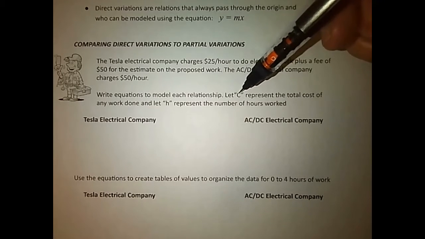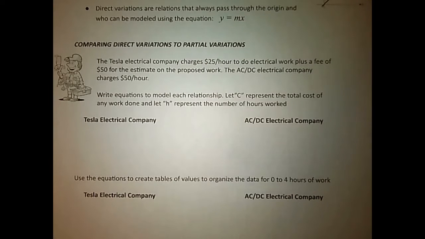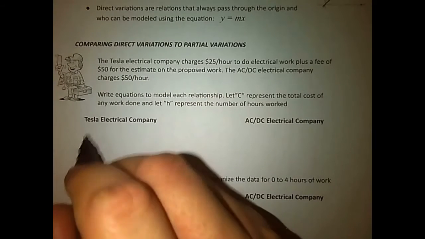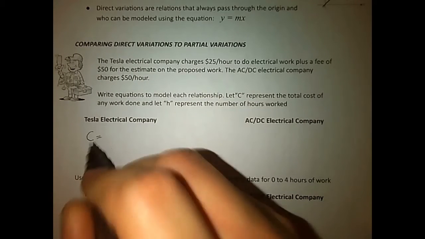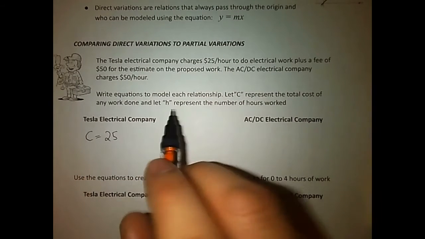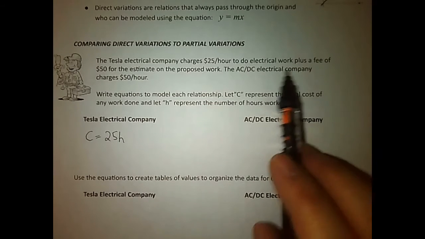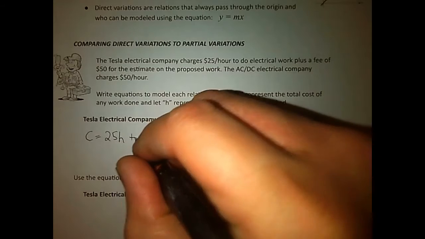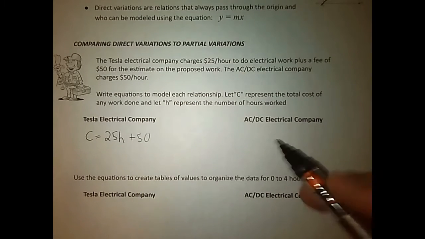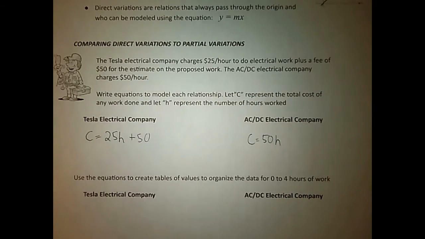We're going to let C represent the total cost of any work done, and let H represent the number of hours worked. So for Tesla, they get $25 an hour, so I guess we can say cost is equal to $25 per hour, and there's a fee of $50 for the estimate. The AC/DC Electrical Company, well, they just charge $50 per hour of work.